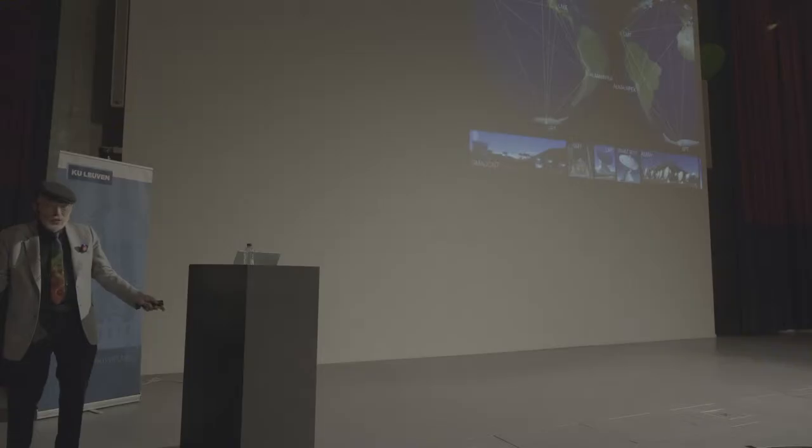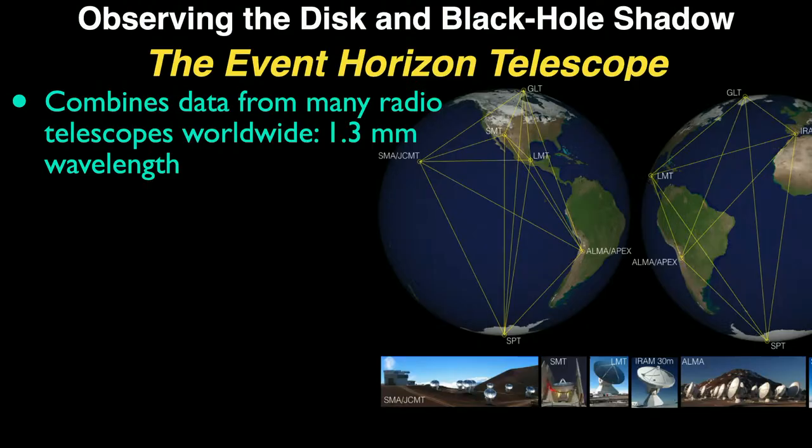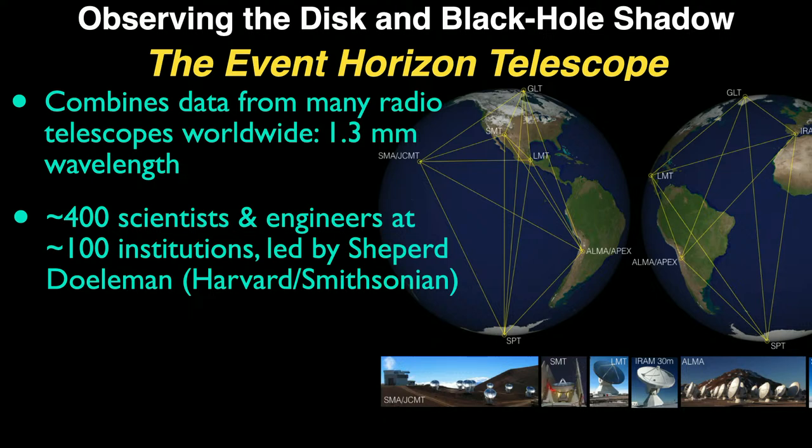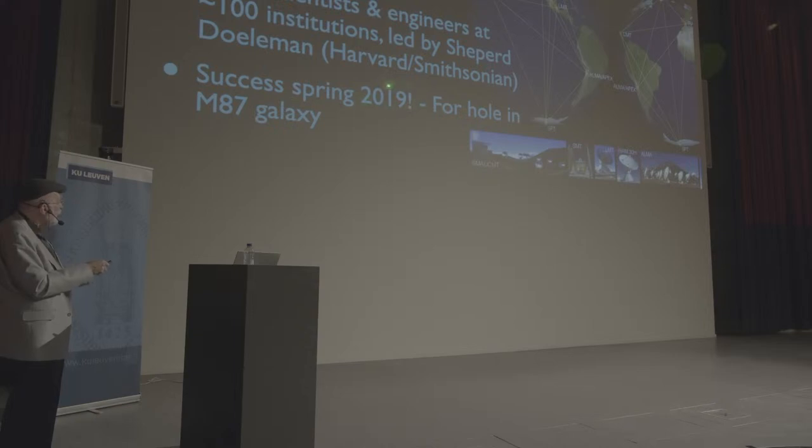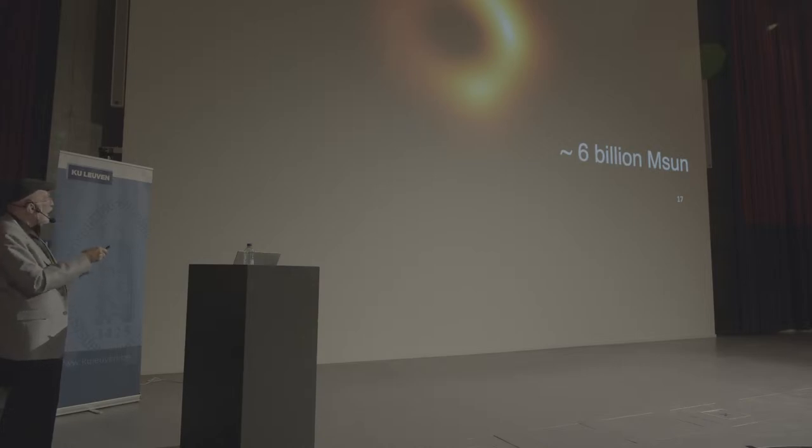The millimeter signals from these radio telescopes are combined coherently, is the technical word, to produce an image that is the image that you would have seen if you had a telescope that's actually the size of the Earth. And it's really quite remarkable, with this enormous resolution that is achieved, that the 400 scientists and engineers in this collaboration, led by Shep Doleman at Harvard Smithsonian in Cambridge, Massachusetts, had success initially in spring of 2019 at observing the black hole in the M87 galaxy. And this is what that black hole looked like.